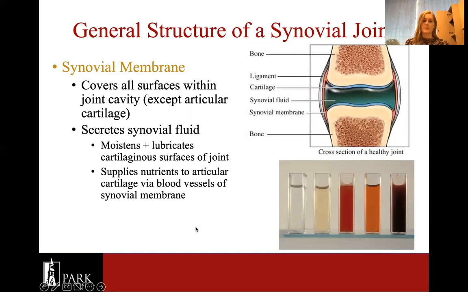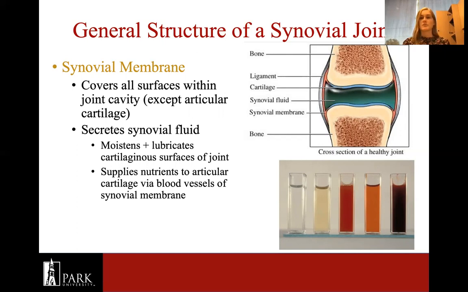Our synovial membrane is going to be that internal part you see here. It's going to be this light pink lining or color you see in that animation. It's going to cover all surfaces within the joint cavity except our articular cartilage. So that's why you see that blue here. That's articular cartilage. Our synovial membrane doesn't cover that. The articular cartilage is already a covering that we have. So that synovial membrane will be found more on the medial and lateral sides of that joint capsule.